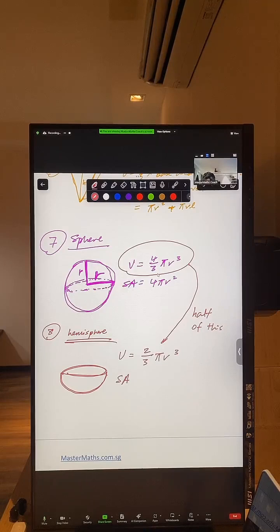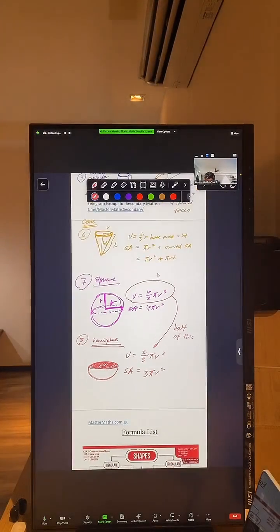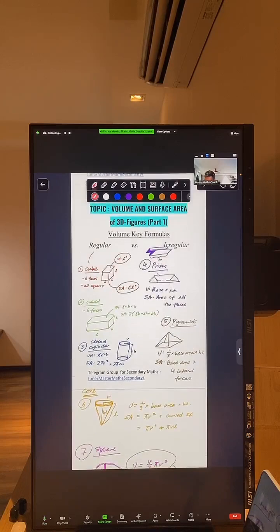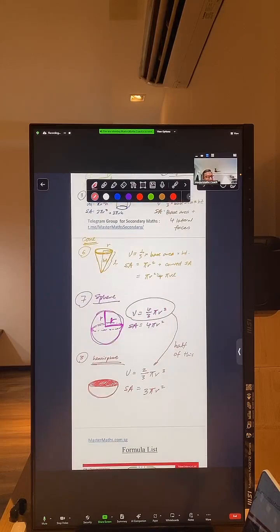Now, will the surface area be half? No, the surface area is not half, because the surface area includes this flat surface. So the surface area is actually 3 pi r square. Take note: surface area of a sphere is 4 pi r square, surface area of a hemisphere is 3 pi r square. Okay guys, I hope you're still with me.